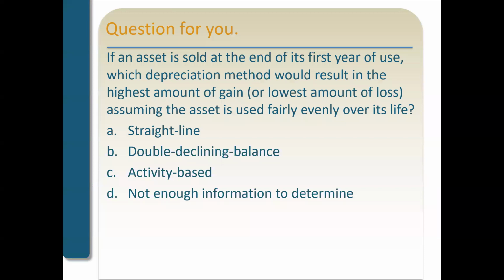What do you guys think here? If an asset's sold at the end of the first year of use, which depreciation method would result in the highest amount of gain or the lowest amount of loss, assuming the asset is used fairly over its life? It would be double declining, because the most amount of depreciation happens early on, which lowers its basis in the asset, or book value in the asset.